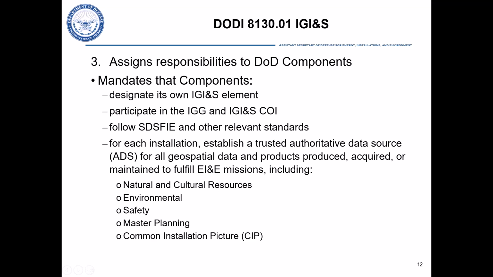An ADS must be assigned for data that encompasses the natural resource, cultural resource, environmental, safety, and master planning functional areas. There must be assigned installation-level ADSs for Common Installation Picture, or CIP data, which is a set of standardized map layers that serve as the basis for planning and executing EI&E missions, such as real property inventory and audit readiness, emergency response management, and installation master planning.